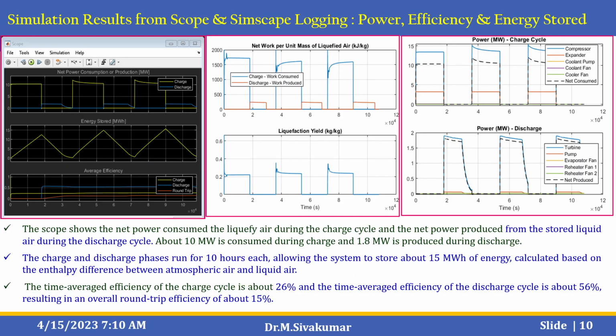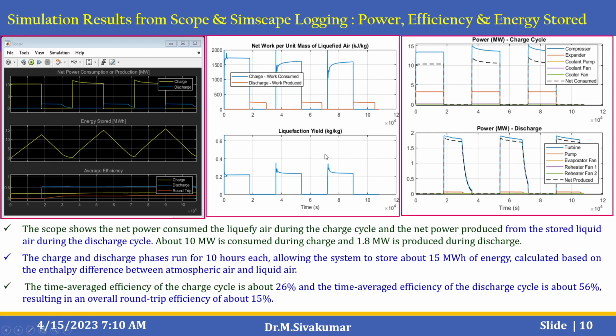This slide shows simulation results from the scope and Simscape logging, especially for power, efficiency and energy storage. This scope shows the net power consumed to liquefy air during the charge cycle and the net power produced from the stored liquid air during the discharge cycle. About 10 megawatts is consumed during the charge and 1.8 megawatts is produced during the discharge.